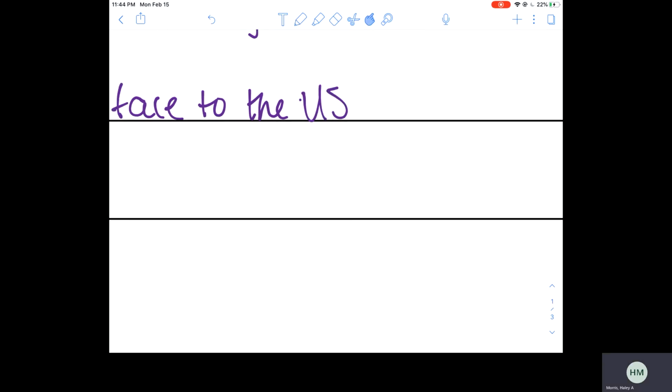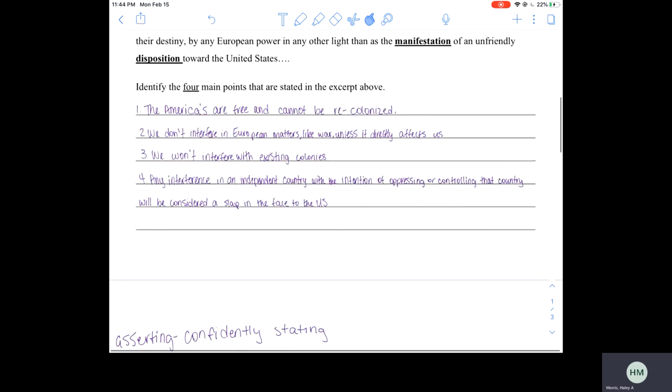And that is really the end of the assignment. So the 4 main points are: the Americas are free and cannot be recolonized. We don't interfere in European matters like war unless it directly affects us, and we won't interfere with existing colonies or dependencies. And any interference in an independent country with the intention of oppressing or controlling that country will be considered a slap in the face to the US.